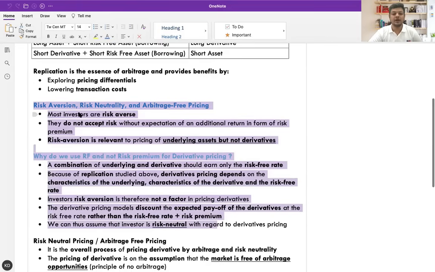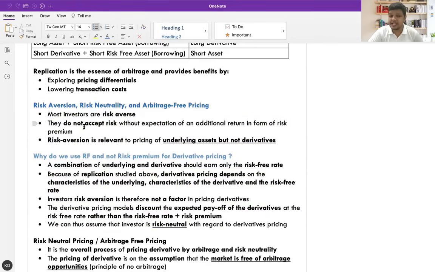So before I discuss anything else, let me come to the conclusion again on this point. First of all, most of the investors are risk averse. They do not accept risk without expectation of additional returns, or basically a risk premium. Risk aversion is relevant and important for pricing of the underlying asset, but not for derivatives. For derivatives, we use the risk neutral assumption, and therefore we discount only with the risk-free rate. So yes, we are going to discuss why we use the risk-free rate and not the risk premium while doing derivatives.